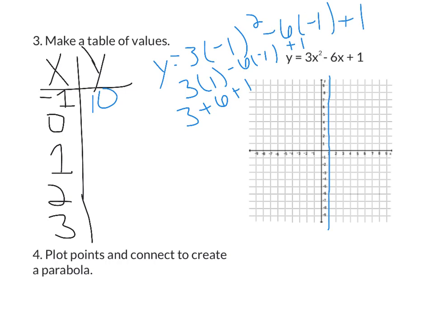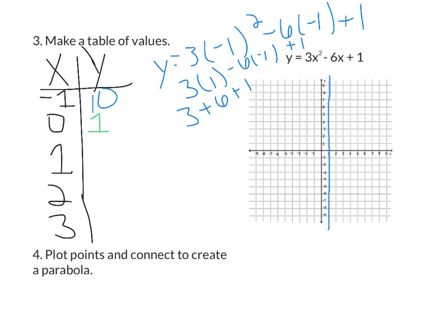Now I'm going to plug in 0. When I plug in 0, both of my terms that have an x in it are going to become 0 themselves. So I'm going to end up with 0 minus 0 plus 1. So that is going to give me 1. If you remember at the beginning, our value of c is 1. C is important because c is our y-intercept, and the point 0, 1 is a y-intercept.